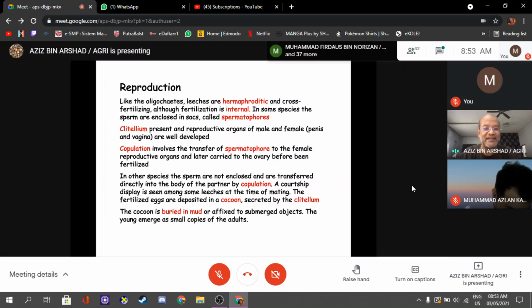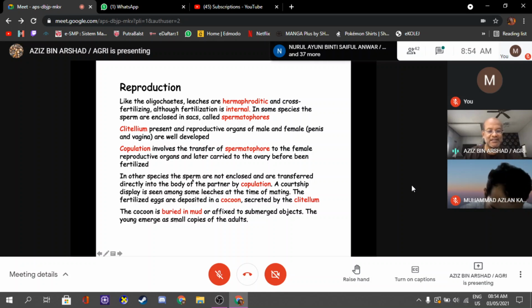Reproduction, like the oligochaete, leeches are also hermaphrodite and cross-fertilized, although fertilization is internal, and sperm are enclosed in satu pundi yang dipanggil spermatophores. Clitellum is present and the reproductive organ of the male, the penis, and the vagina are well developed in the leeches. Okay, they are at a higher development. Copulation involves the transfer of spermatophore to the female organ and later carried to the ovary before being fertilized.